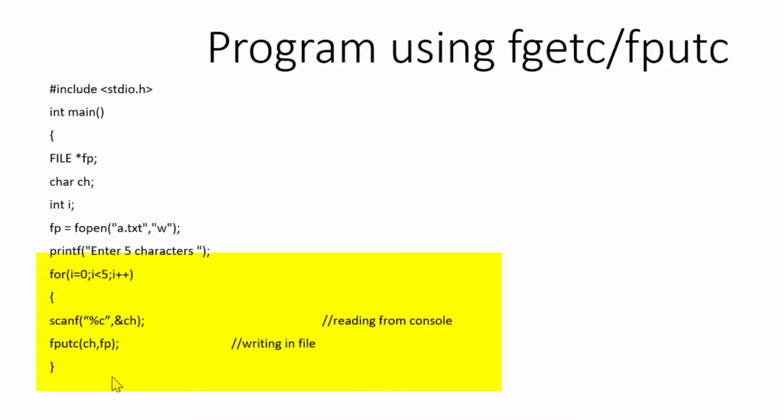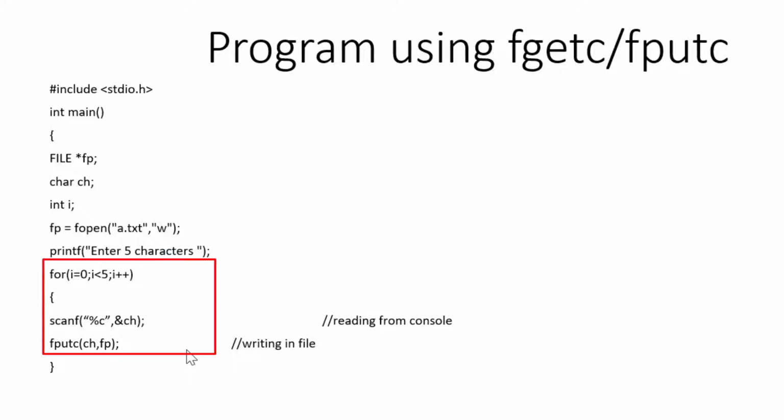For fputc, we need to give two arguments. First one should be the character that you want to write and the second should be the file pointer. So I've written here fputc(ch, fp). The data in the ch variable will be stored in the file where fp is pointing. fp is pointing to a.txt, so the data would be written in the a.txt file.